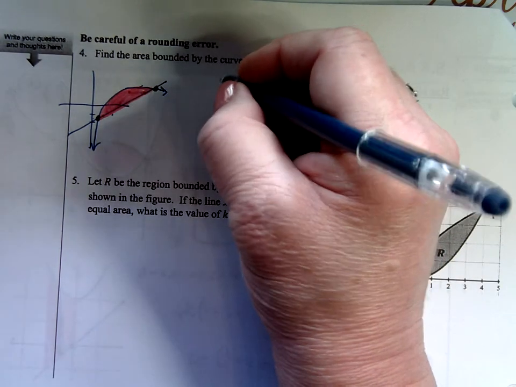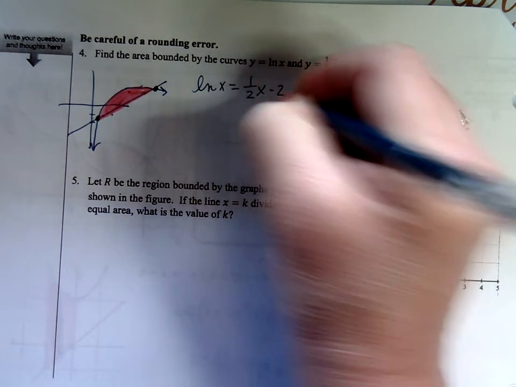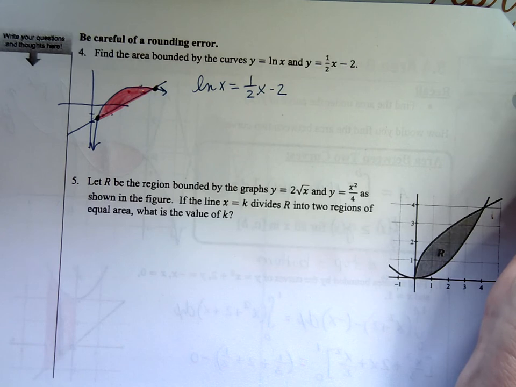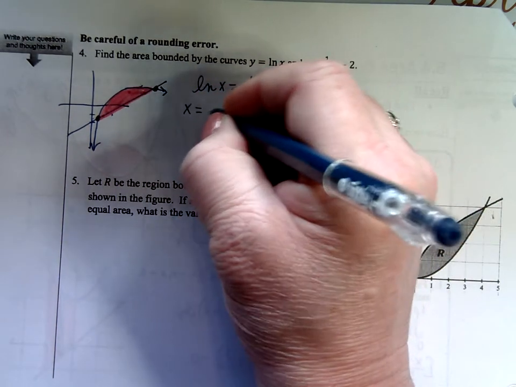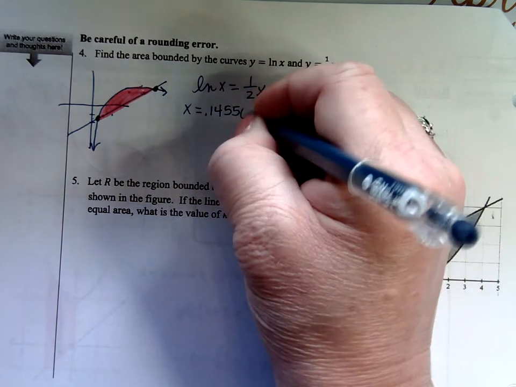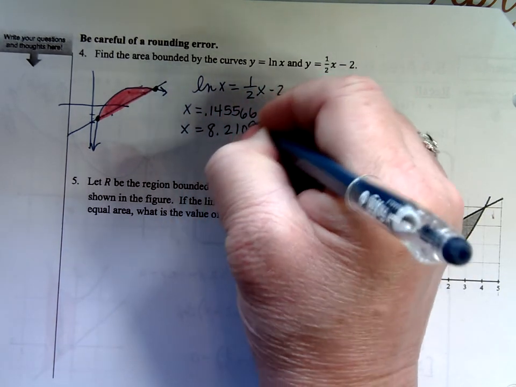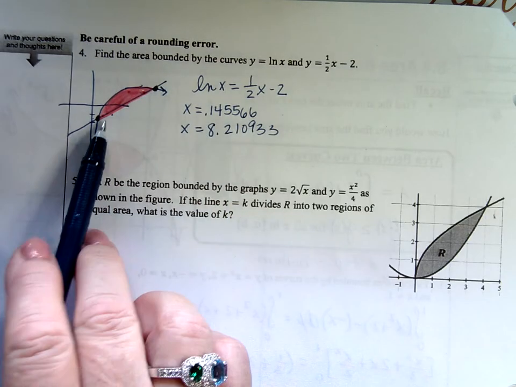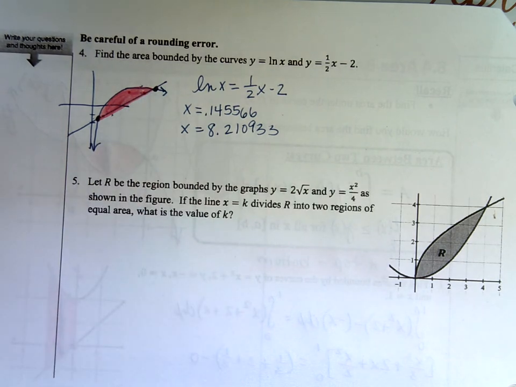So I'm going to go to my calculator, and I'm going to say, all right, Mr. Calculator, where is the ln of x equal to 1/2 x minus 2? You could graph the two of them, find the points of intersection. You could go to your solve menu and find the points of intersection that way. But you come out with these two values, x equals 0.145566, and x equals 8.210933. Now look at the picture, does it make sense? Yep, 0.145, yep, 8.2. They're in the neighborhood. The picture looks good.